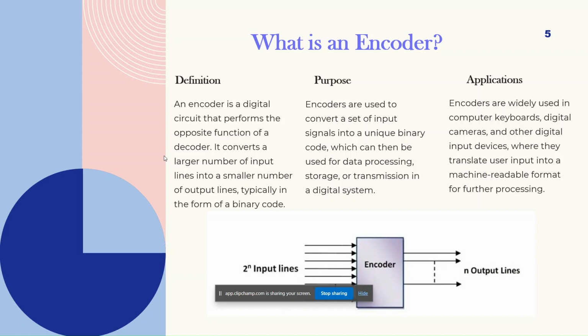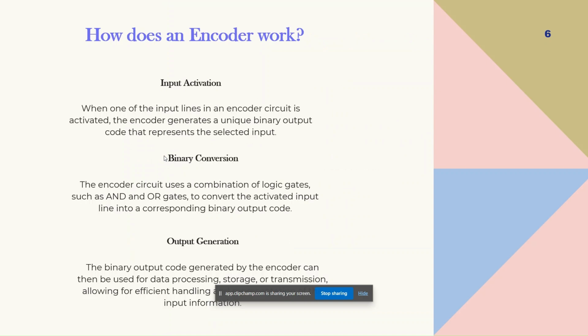Applications of encoders. Encoders are widely used in computer keyboards, digital cameras, and other digital input devices, where they translate user input into a machine readable format for further processing. How does an encoder work? Input activation. When one of the input lines in an encoder circuit is activated, the encoder generates a unique binary output code that represents the selected input.